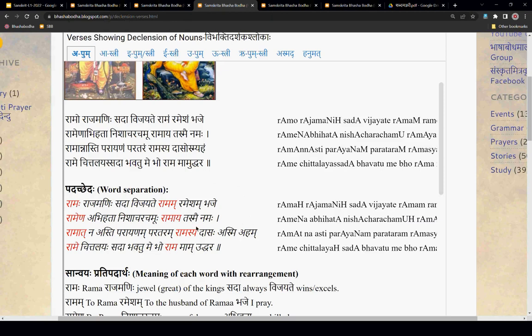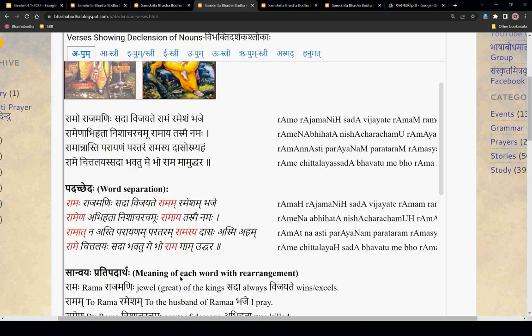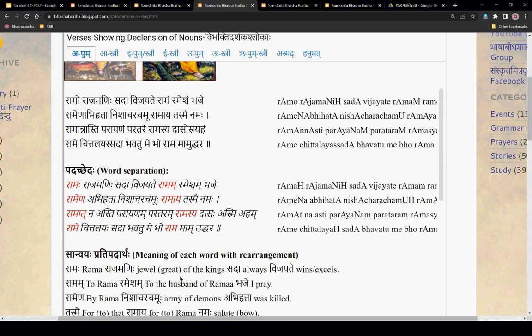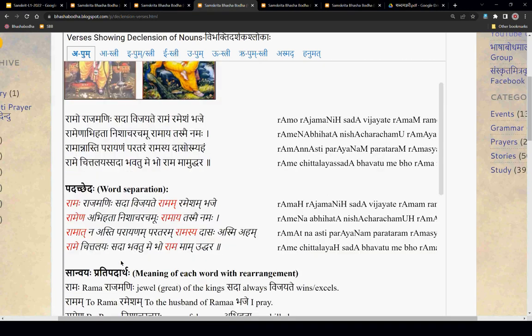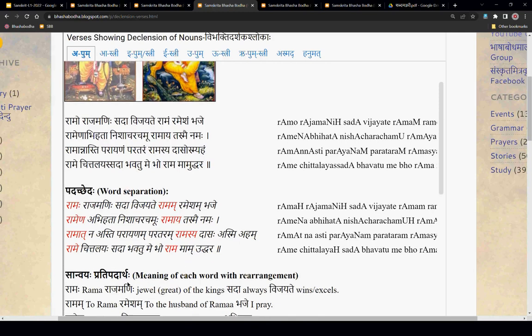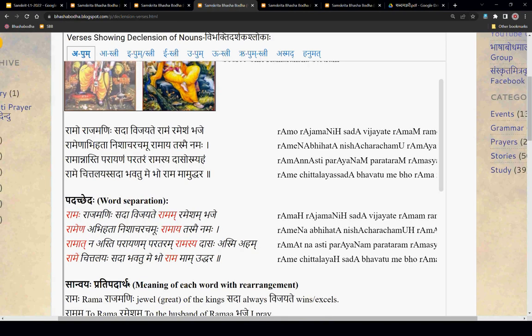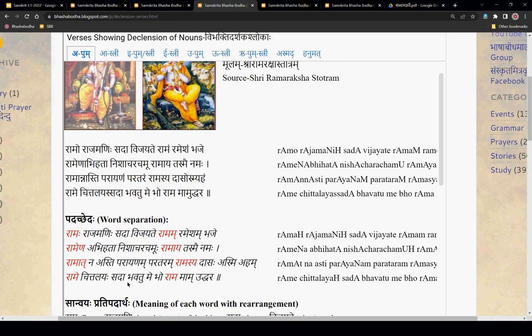Okay. This is a famous shloka. Many people recite it as a prayer, and also just to remember all the forms of that word, they recite this every day.